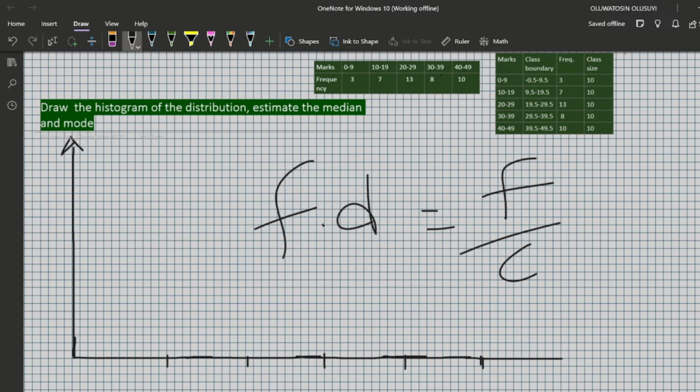So it's now the frequency density that we plot against your class boundary instead of your frequency, and that happens only when your class sizes are not uniform. Once they are uniform, you are good to go, just like here. Now plotting this, our frequency, the least is 3, the maximum number there is 10.